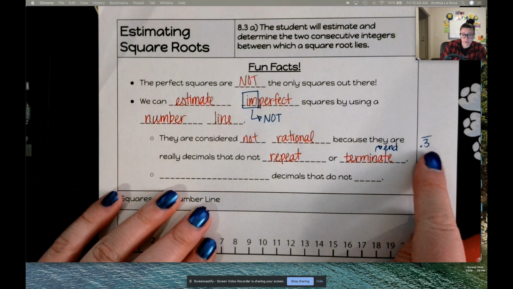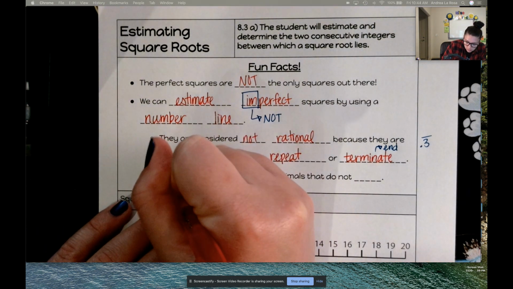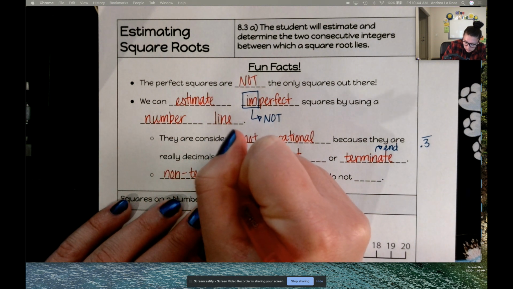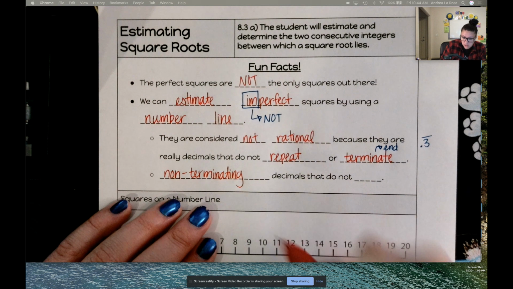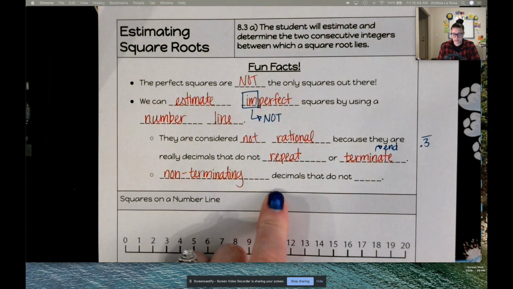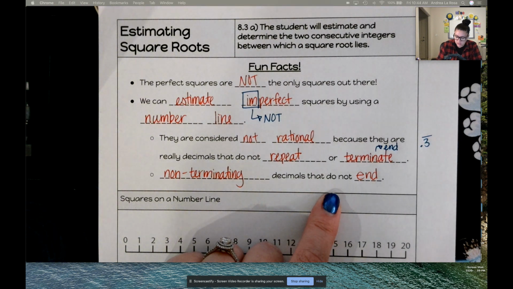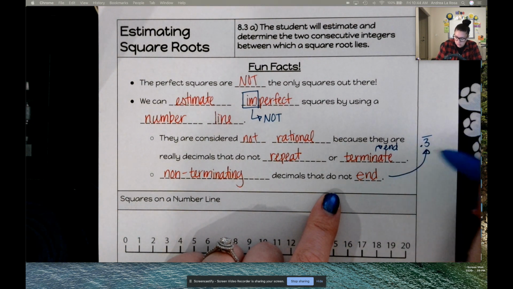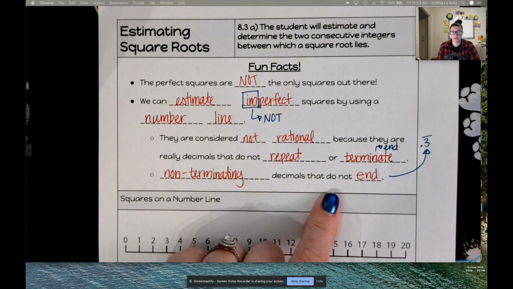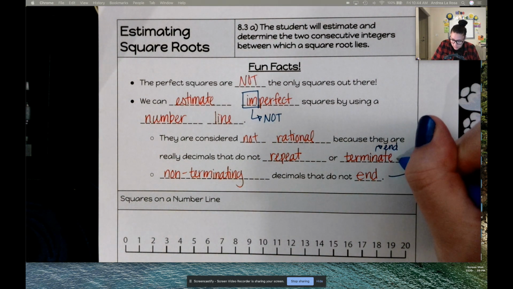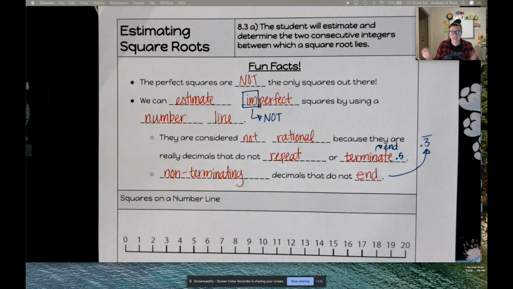Again, like we just talked about up here, we use the word non-terminating to describe decimals that do not end. 0.3 repeating, that does not end. That keeps on going forever and ever. But the decimal 0.5, that's it. There's nothing else after it. It stops.